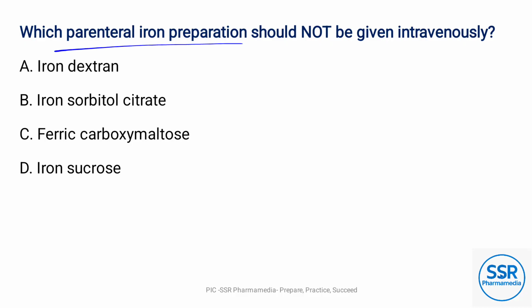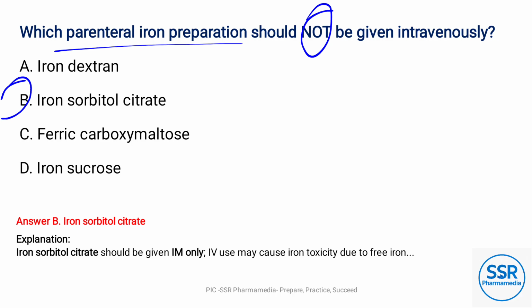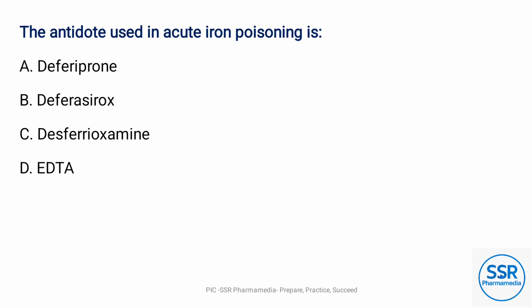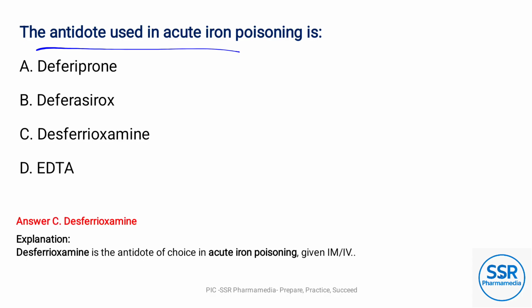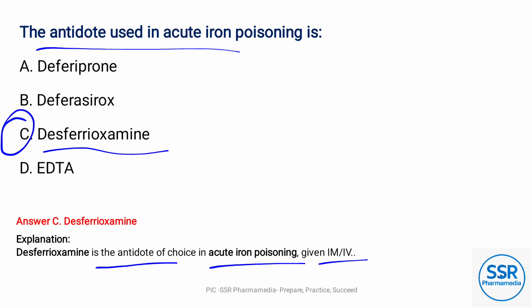Which parenteral iron preparation should not be given intravenously? So it is again repeating, I think. So the option B, iron sorbitol citrate. The antidote used in acute iron poisoning is, so option C, desferrioxamine. So desferrioxamine is the antidote of choice in acute iron poisoning when given by IM and IV route. So in iron overload, excess iron is present in the blood. In that case, for the removal of the excess iron, we give desferrioxamine as the antidote.